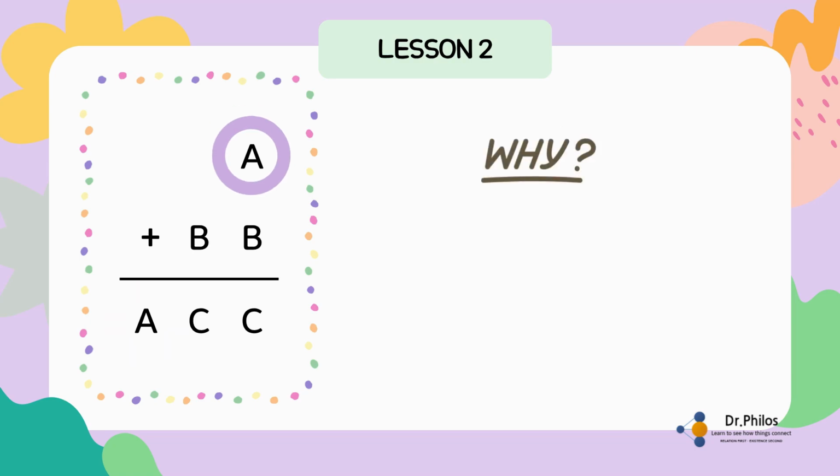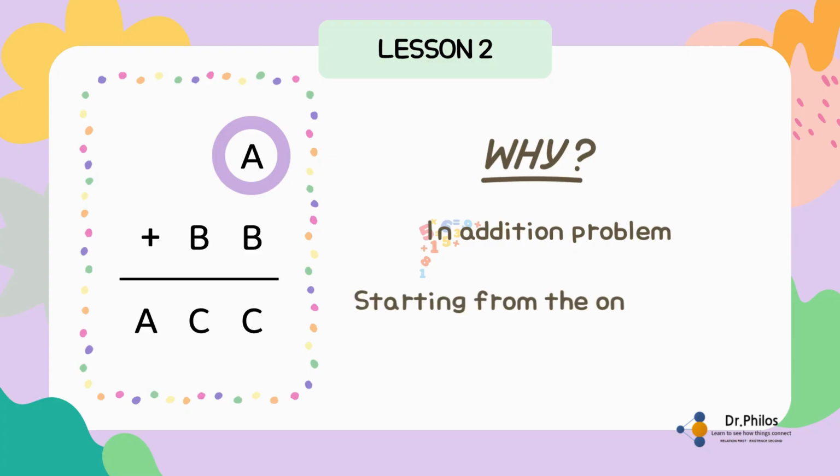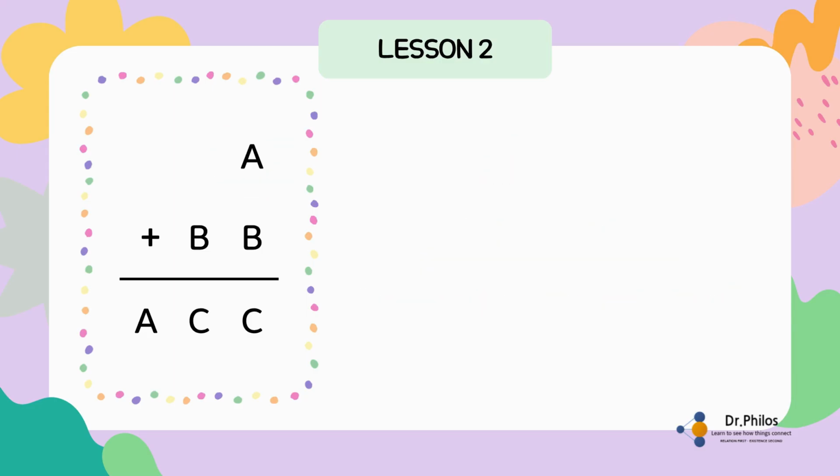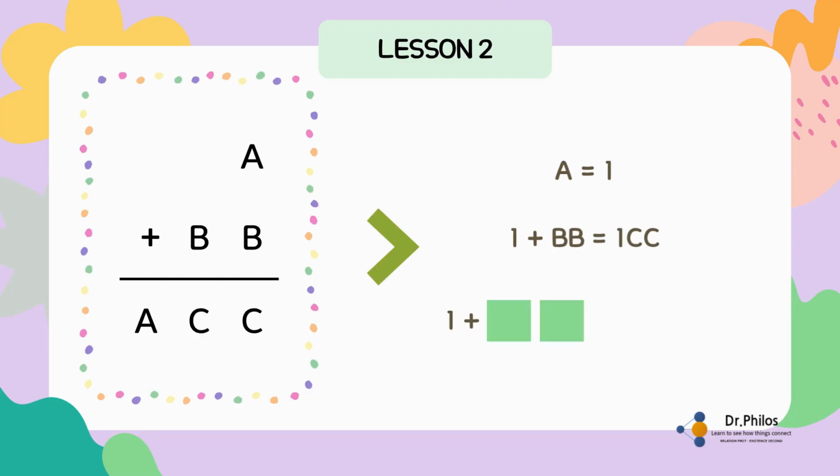Why did you think of the A in the ones place first? Because this is an addition problem. We calculate addition starting from the ones place. How did you figure it out? I thought of A as 1. Then the problem becomes 1 plus BB equals 1CC. Since I added a 2-digit number to 1, and got a 3-digit number, BB must be 99. So, B is 9 and C is 0.